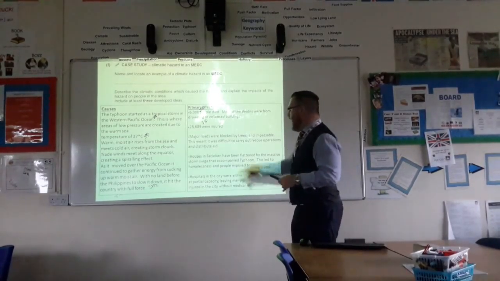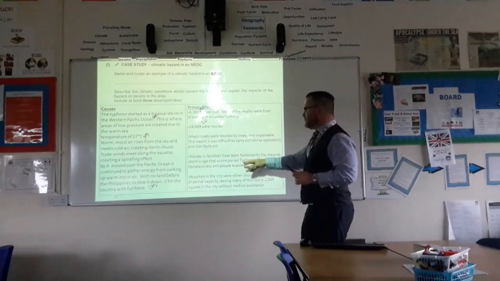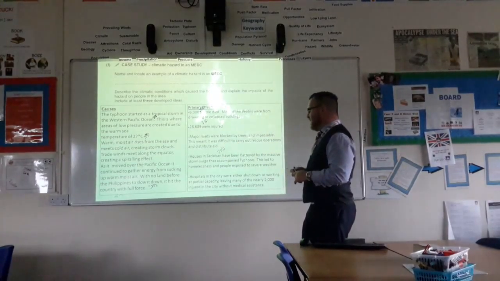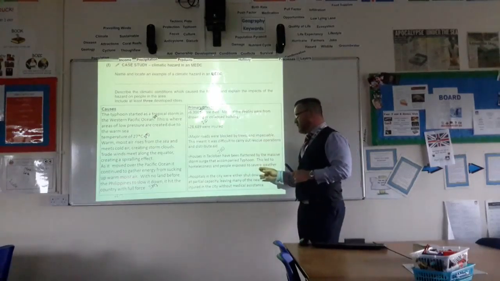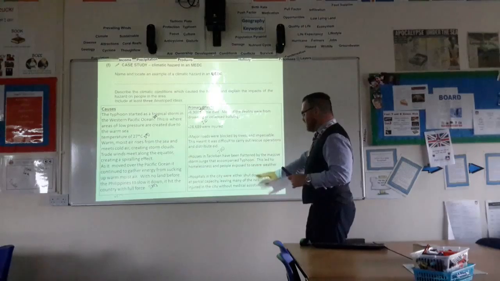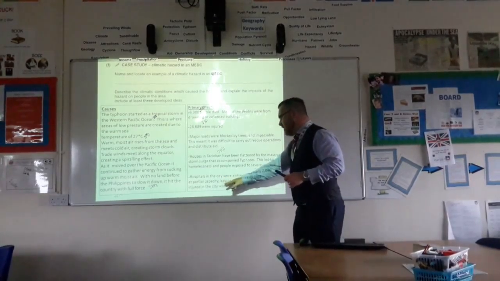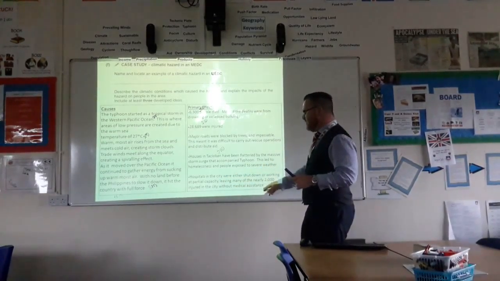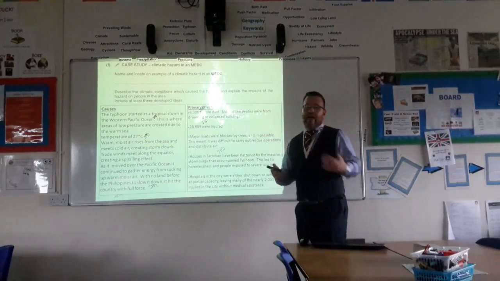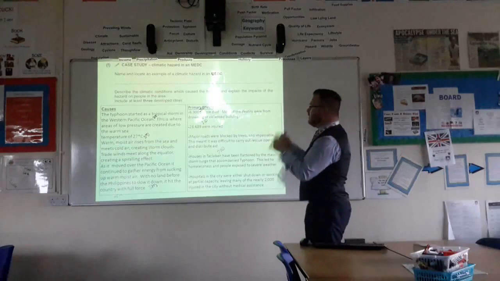death toll further. Housing in Tacloban had been flattened by the massive storm surge that accompanied the typhoon. Again, Tacloban, specific place detail. This led to homelessness and people exposed to severe weather. Okay, so that's the impact, and then that's how I've expanded it. Hospitals in the city were either shut down or working at partial capacity, leaving many of the nearly 2,000 injured in the city without medical assistance. Okay, again, you can talk about how that increases the death toll. Okay, so you've got that there.